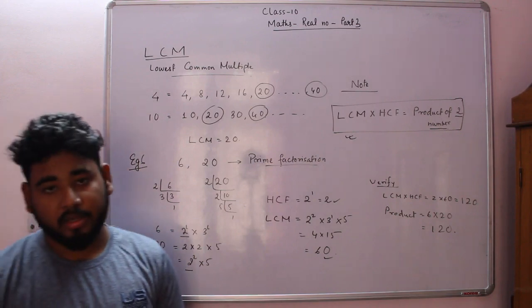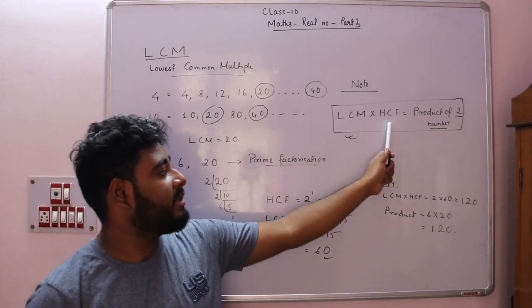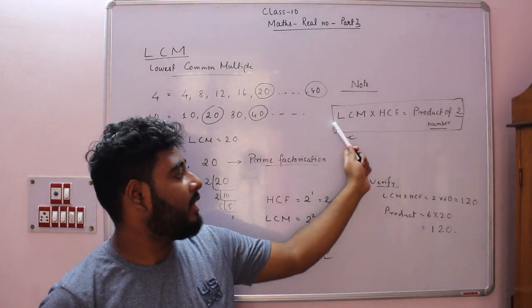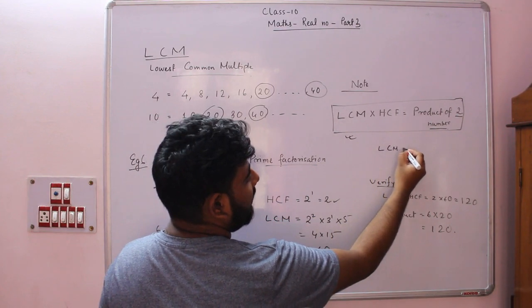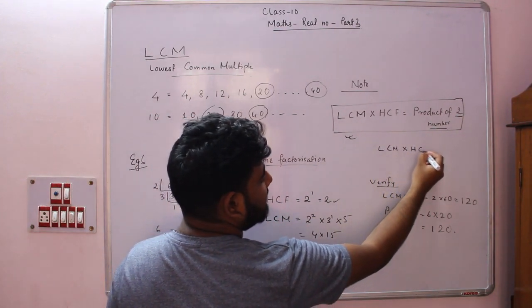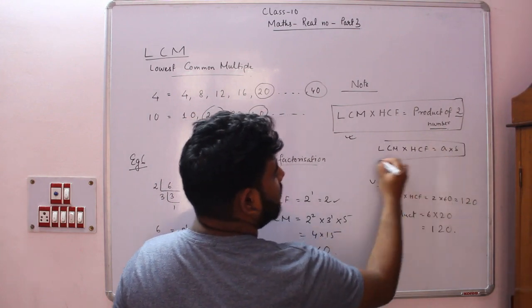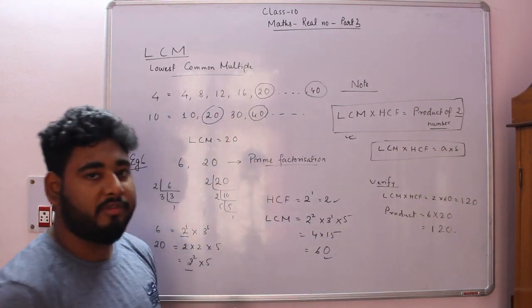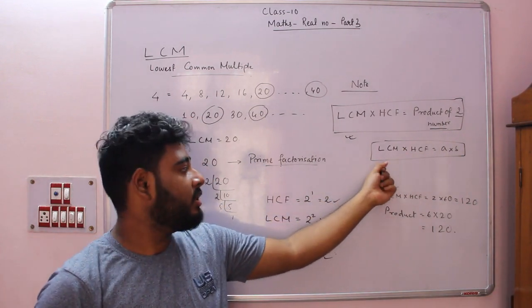If it is not mentioned, then you can use either this method or this method. If LCM and HCF are known to you, there are three things. Suppose we consider the two numbers as A and B. So LCM into HCF will give us A multiplied by B. If any three pieces of information are given to you, you can find the remaining one by using this formula.